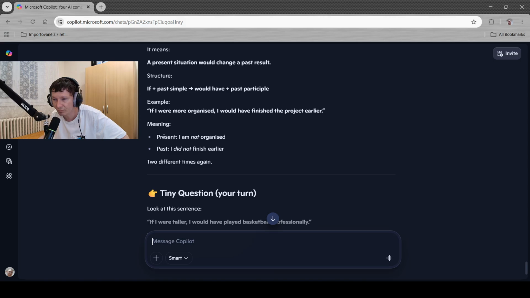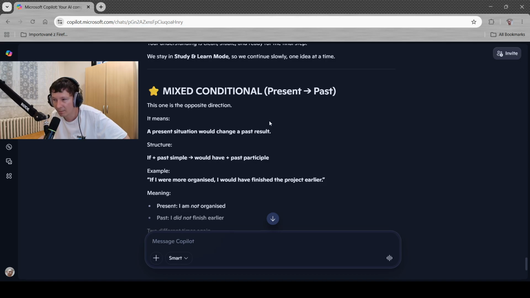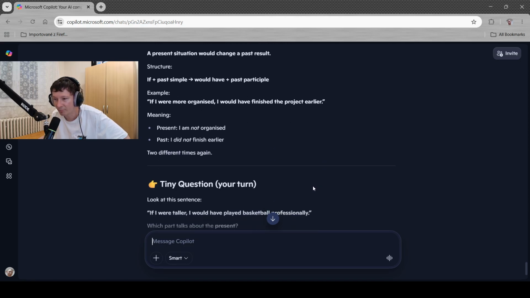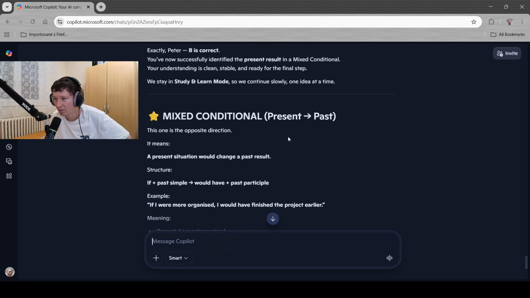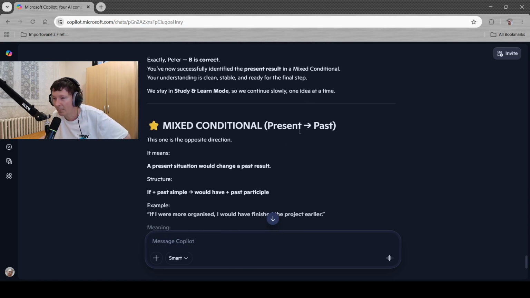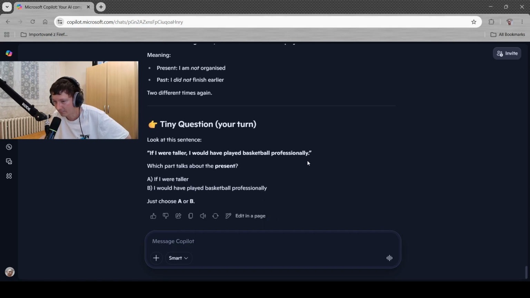Meaning, present: I'm not organized. I did not finish. Present into past. A present situation would change a past result. If I were more organized, I would have finished the project earlier. Yes, of course, it's A. Which part talks about the present? If I were taller, I would have. Yes, of course, it's A. Because present goes into past. It's A, of course, people.